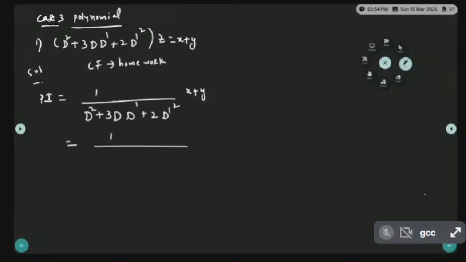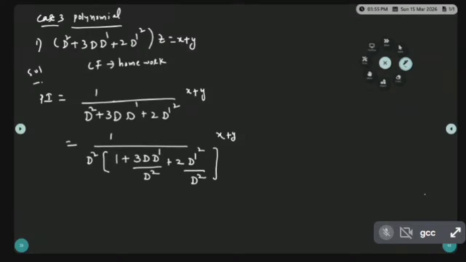All are second degree. Take any second degree term common. Now I am taking D² common because I want to convert the function in the form of 1 plus D terms, 1 minus D terms. That is my idea. Exactly, you must want 1 in the denominator. Now take D² common because this is the least degree. What is the first term? 1. Next 3D'/D² plus 2D'²/D² into x plus y.